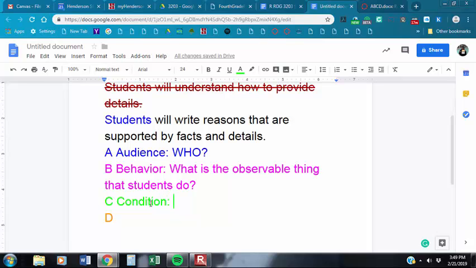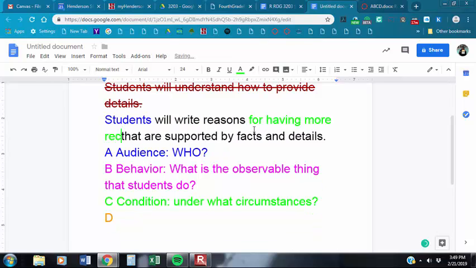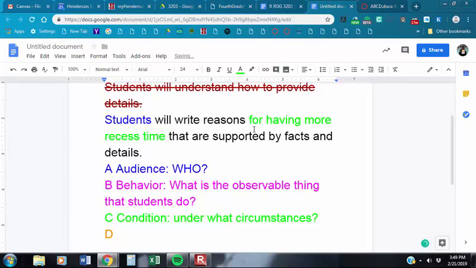Okay, C stands for condition, and that is under what circumstances. So think about what is happening. Students will write reasons that are supported by facts. Well, what are they writing? Right, reasons, so let's make this green. Let's just make something up. Reasons for... what would your students be writing about? For having more recess time. Students will write reasons for having more recess time that are supported by facts and details. That's a condition, right? What are they writing about? I just need some background information.